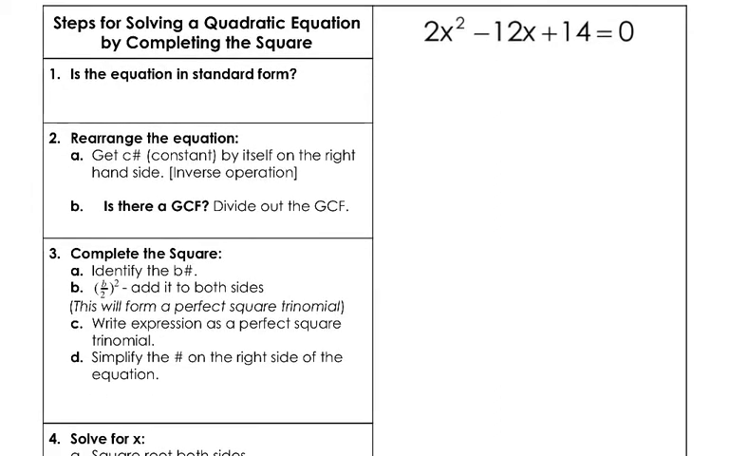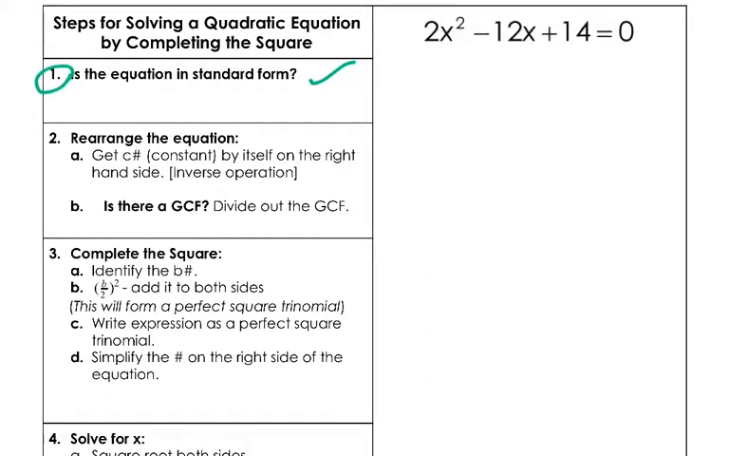Okay, so I'm going to scroll down and go through this step by step. Today we're going to look at solving the quadratic equation by completing the square, but there are quite a few steps that go into it. The first thing they want to see is, is the equation in standard form? Well, if we're looking at our equation to the right, that answer is yes. So there's really nothing I'm going to have to do there.